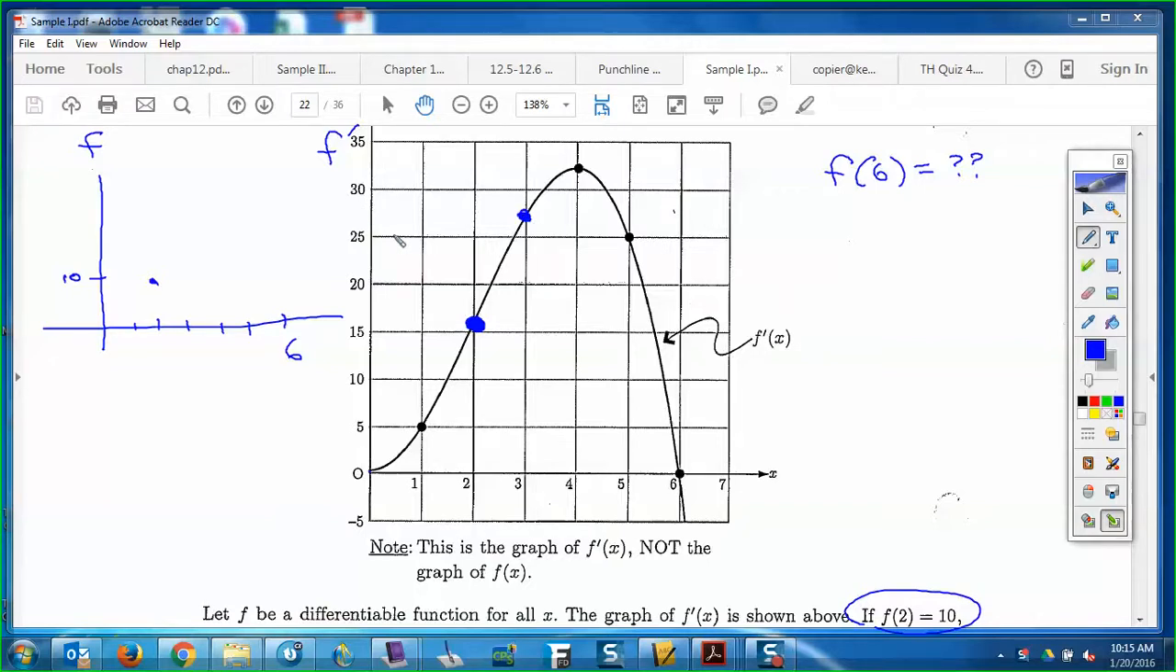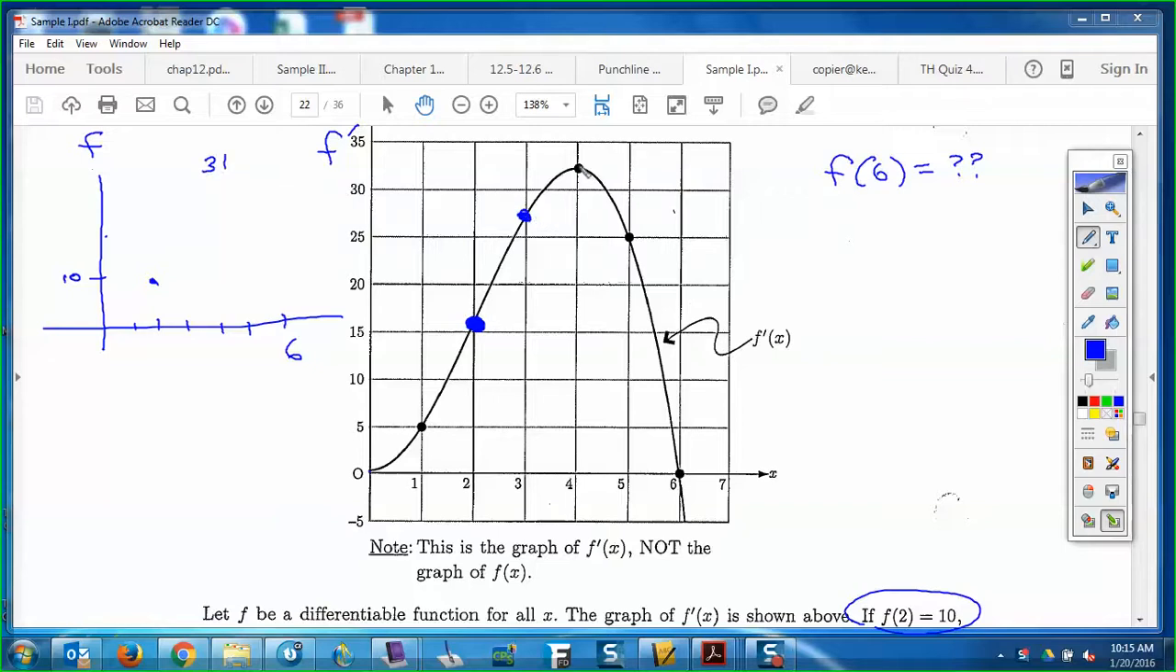So maybe an average might be something you could do here. So it's like 16 up to, say, 26, so that would average to be about 21 or so? So I would say if we go over 1 on the f graph, we'd go up about 21, which would take me to where? 31. You see where I'm going with this? Because what I'm trying to do is see where the f graph would be at 6. So if I did it that way, that would tell me I'm at about 31.